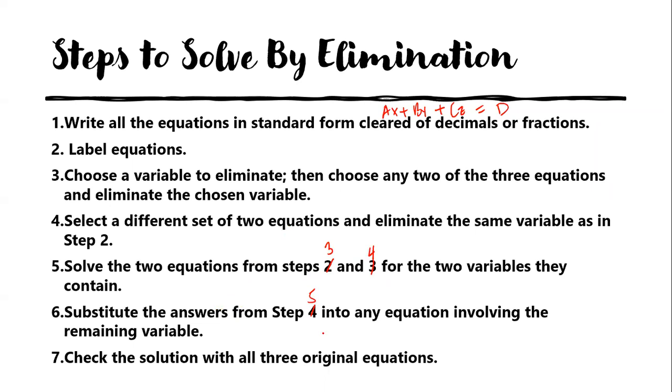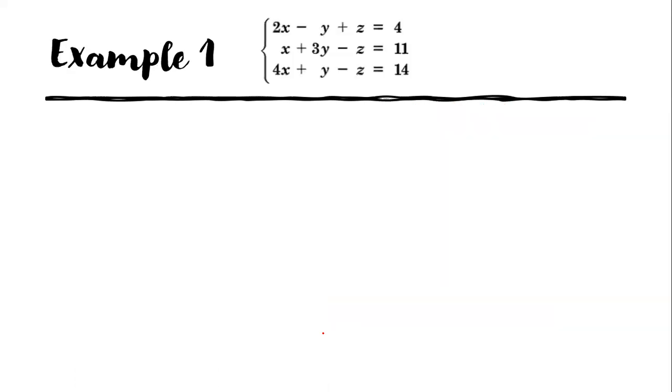So the best way to learn is to dive in, and we're going to dive in. So here's our problem. We have 2x minus y plus z equals 4, x plus 3y minus z equals 11, 4x plus y minus z equals 14, okay? They're all in standard form, so step 1 is good to go. Step 2 is to label them. So we're going to call this 1, 2, 3, okay? Step 3 is to decide which variable you want to eliminate. Well, looking at this, the easiest variable for us to eliminate will probably be z right now, okay? So we're going to eliminate z.